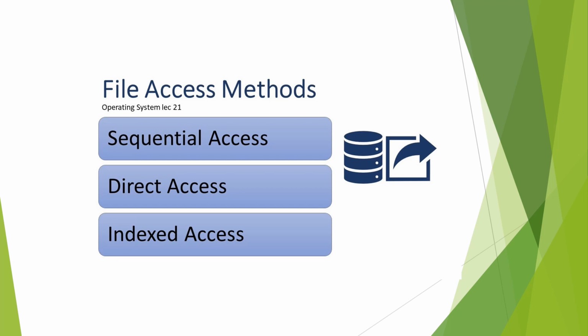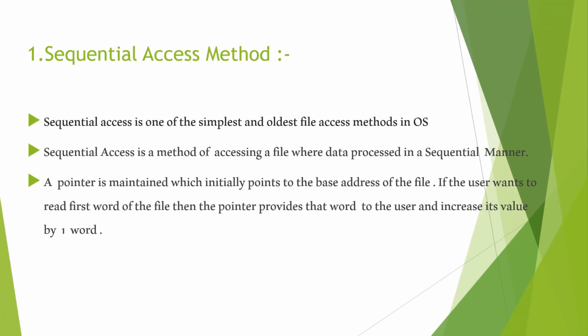These are the three file access methods: sequential access, direct access, and indexed access. These three methods have their own characteristics and their own use cases. The choice of method depends on the type of the file, the nature of data access, and performance considerations. The first access method is the sequential access method.